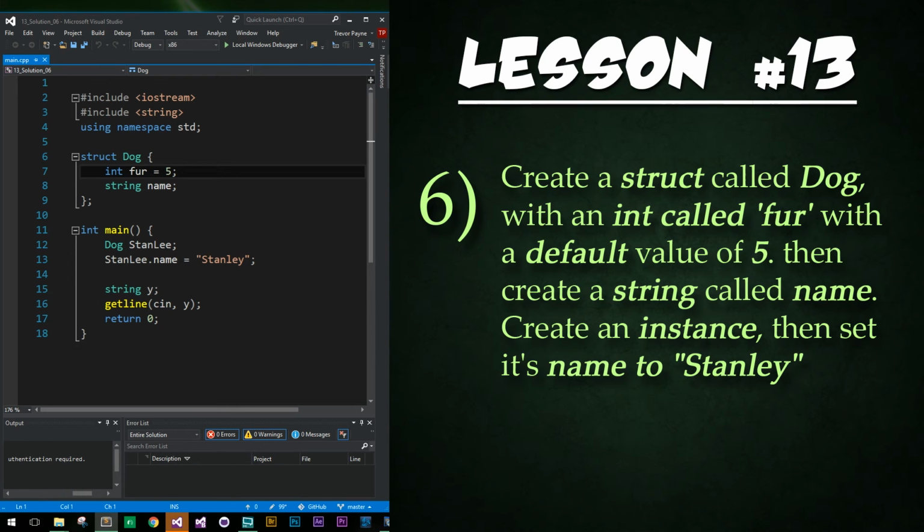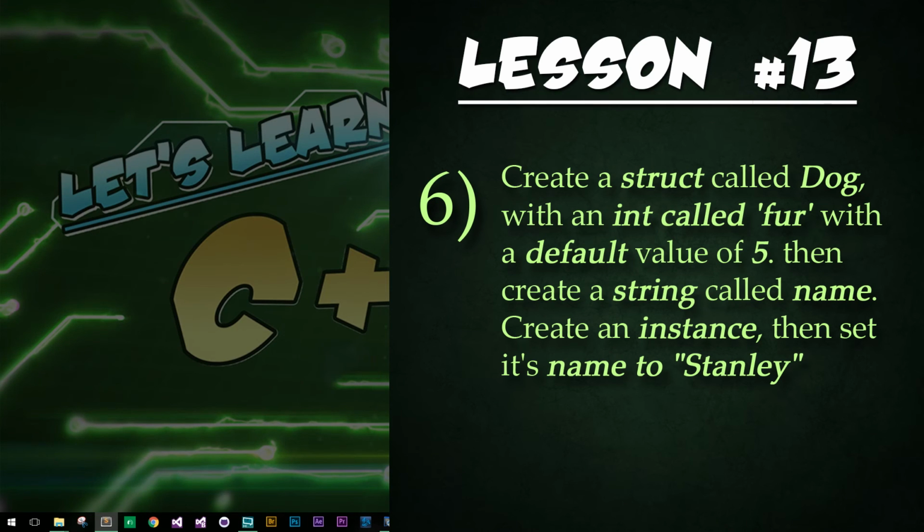Perfect. Number 6 says create a struct called dog with an int called fur that has a default value of 5. Then create a string called name. Create an instance, then set its name to Stanley. All right, so here we have our struct. We have our int set to a value of 5, and then our name. Then we create an instance of dog, and we set his name to Stanley. So Stanley is set to Stanley, because it was spelled wrong or spelled right, I don't know. And that is it for lesson number 13.